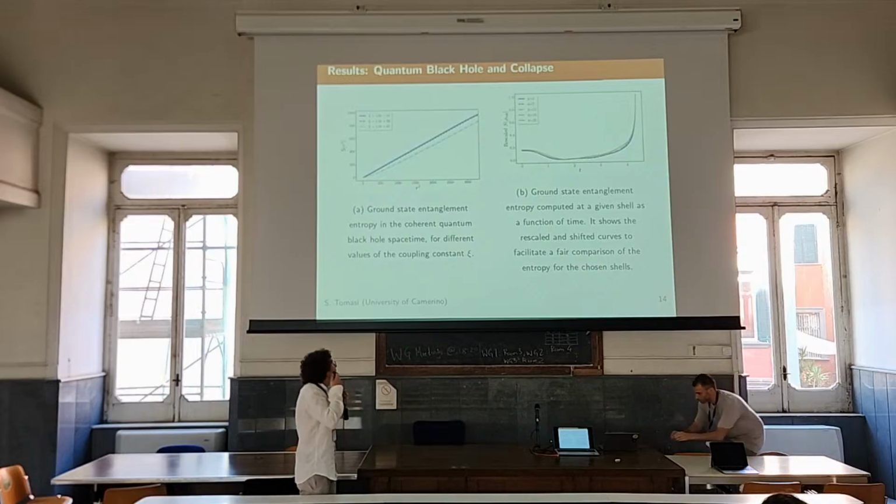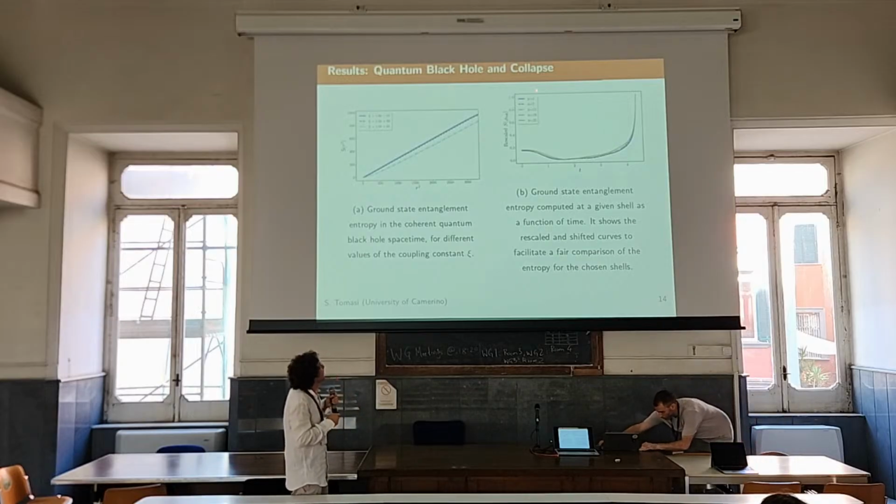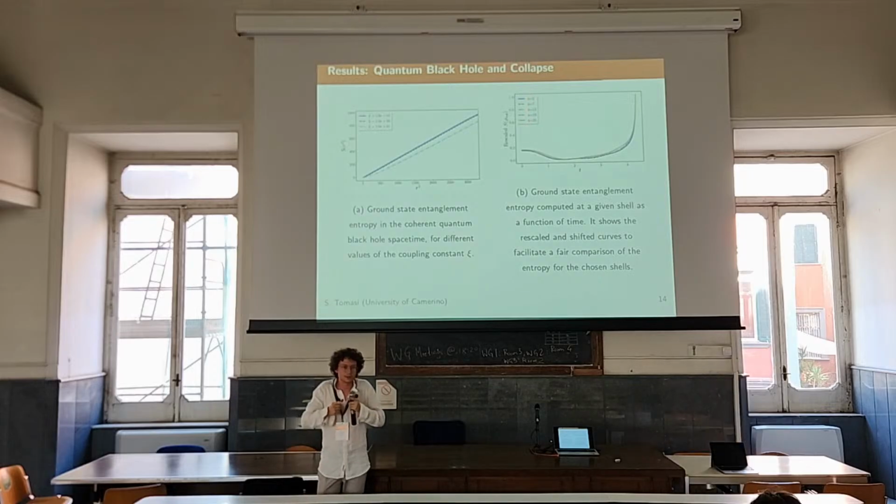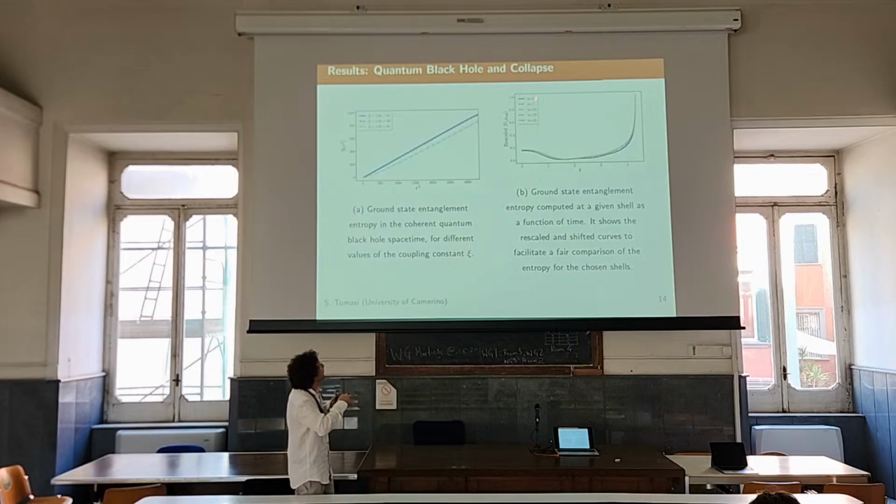And an interesting feature is that, as you can see, those are the shells. The shells are just the radii that we have chosen for the traced out region. So, for example, here we traced out a small region for n equals 2, while for n equals 25, we traced out a large region.